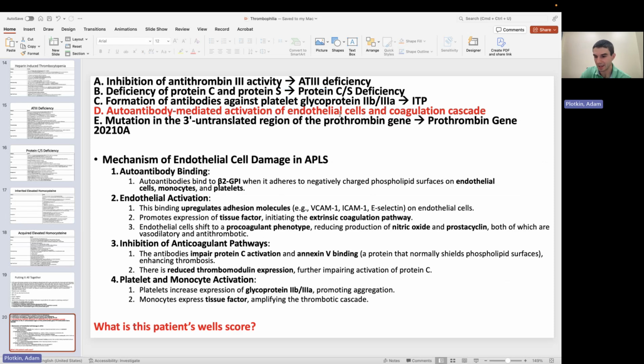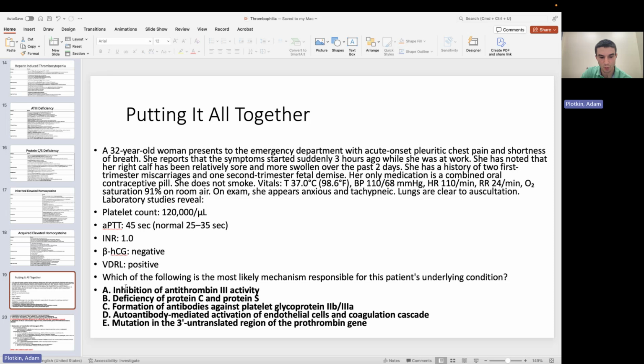So this is definitely antiphospholipid syndrome. So hopefully you caught on to that. I didn't give you the positive lupus anticoagulant or beta-2 glycoprotein or anticardiolipin. And honestly, USMLE probably won't either. You're going to have to kind of reach for it.